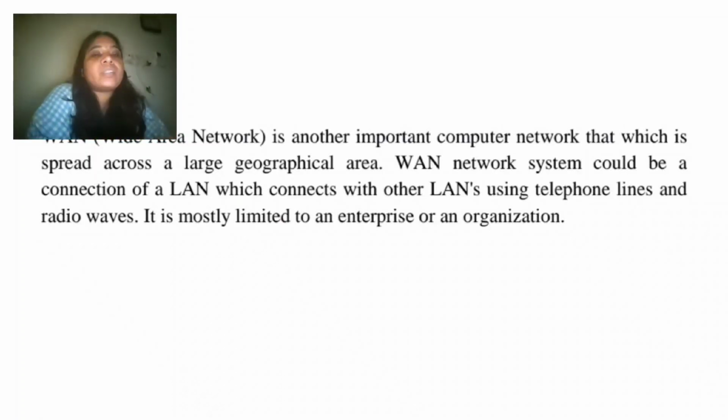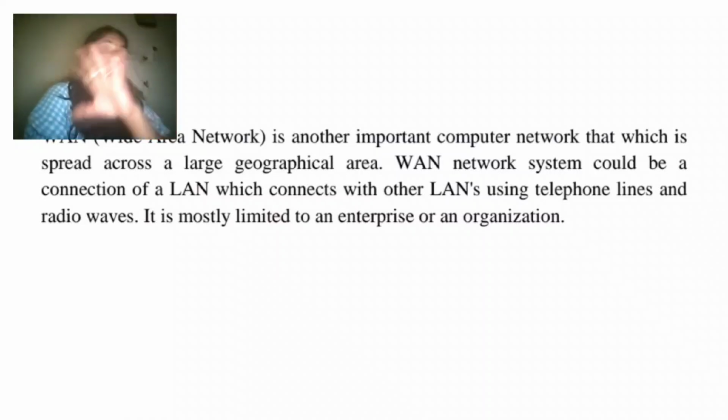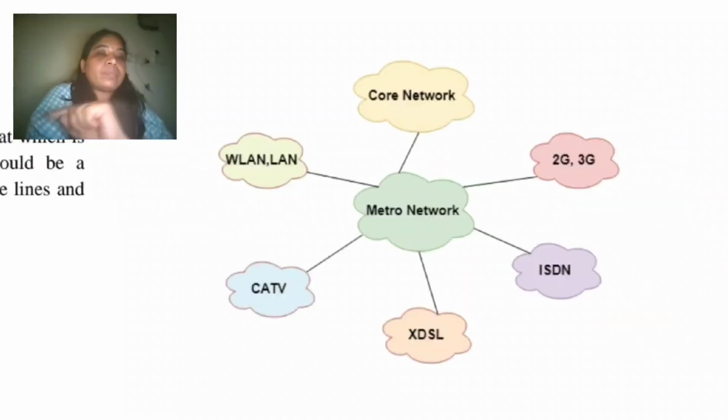For the best example, telephone lines and then radio frequency. In that radio network they are using this type of WAN, wide area network, because all the local area networks are controlled by this wide area network.